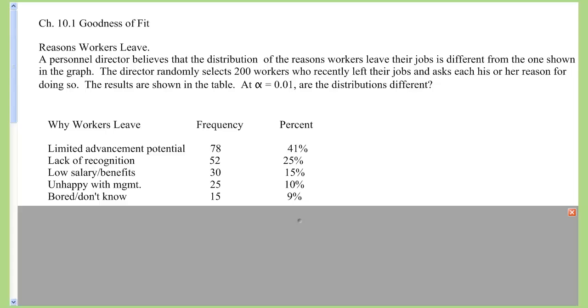Chapter 10.1 is about goodness of fit. A personnel director believes that the distribution of the reasons workers leave their jobs is different from the one shown in the graph.